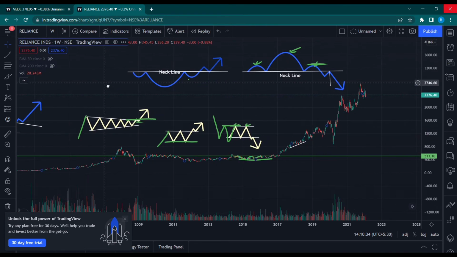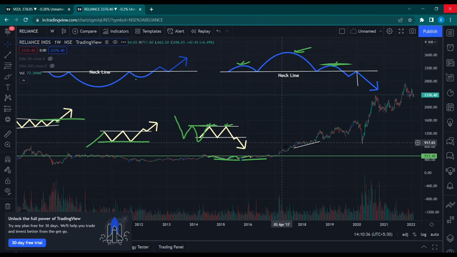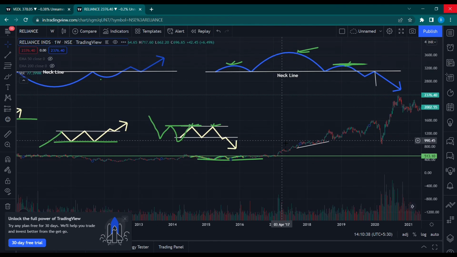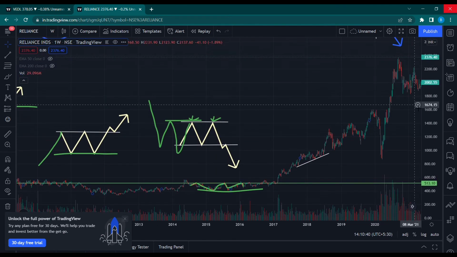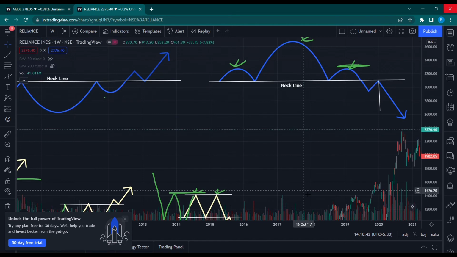So before coming to it, I'll just explain one thing. We will be using patterns, exponential moving averages, and some other factors, right? So based on this, we will be trading. So I hope this is clear. All patterns should be clear by now, right?